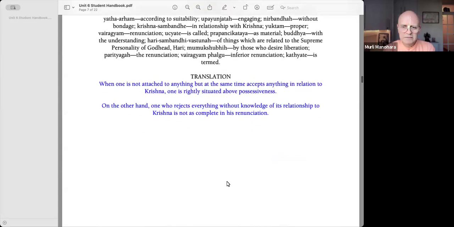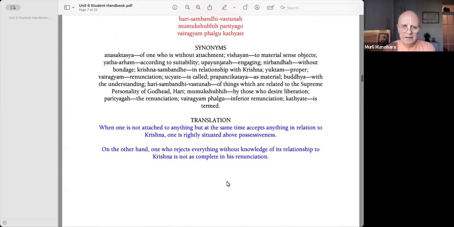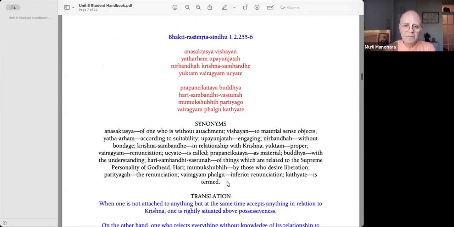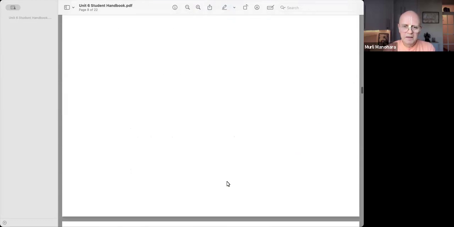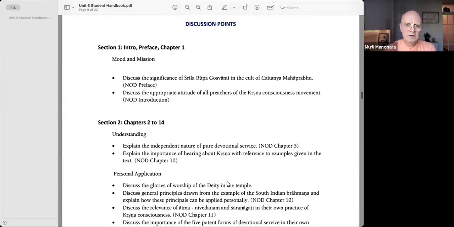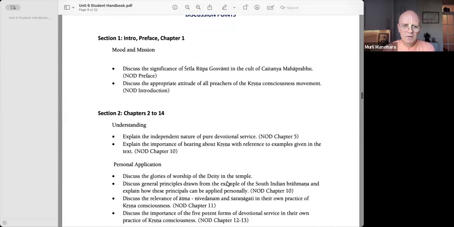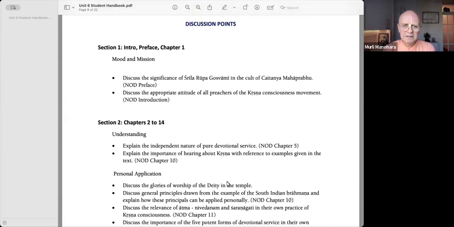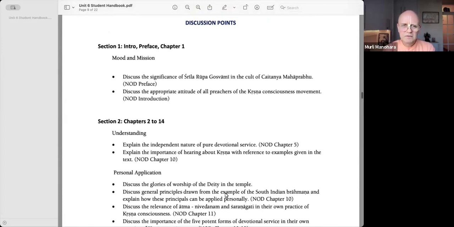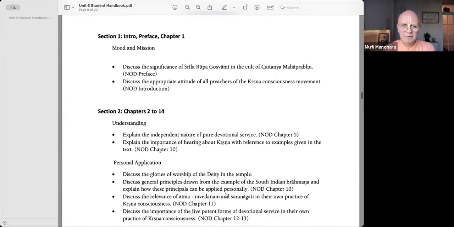They're well-known verses. I'm sure some of you have heard these verses before in Prabhupada's lectures and in reading his books. Here is what we're going to be covering today. Hopefully I'll cover the introduction, the preface, and chapter 1. That's my goal today. Let's see how we do. So we're going to be covering these points.